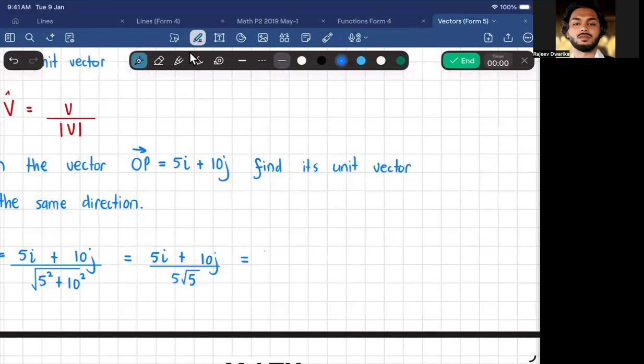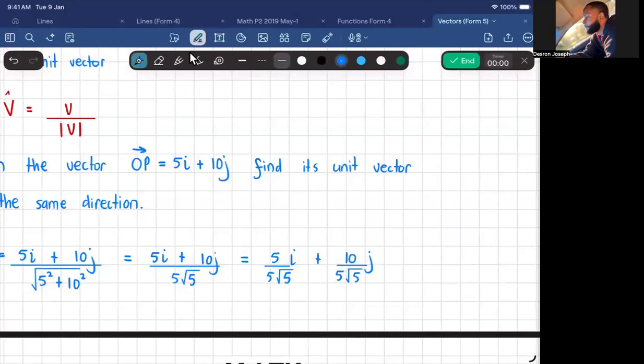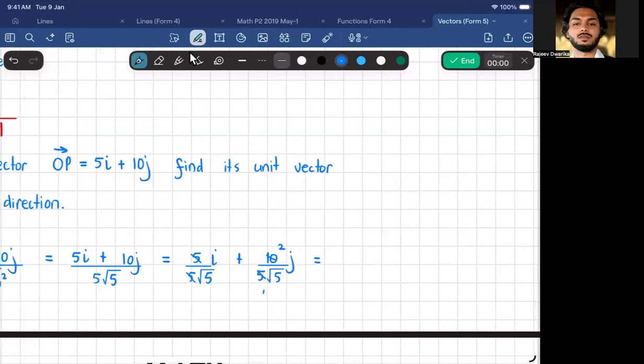If I wanted, I could split up the fractions. So I could say 5i all over 5 root 5. And what about for the other one? Plus 10 all over 5 root 5. Now the 5 and the 5 would cancel off. 5 into 5 is 1, 5 into 10 is 2. So you're going to end up with 1 over root 5 i plus 2 over root 5 j.